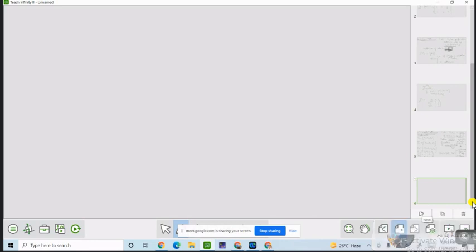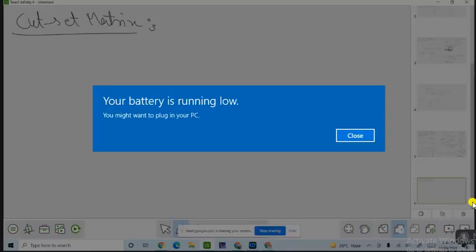Cut set matrix. Cut set matrix means, let G be a graph of order n and size E.